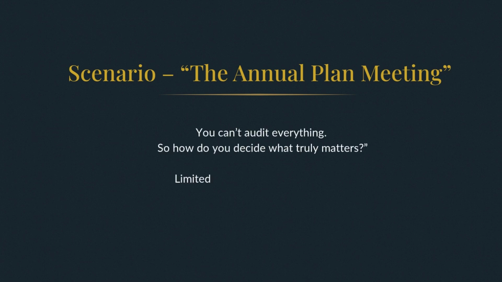It's January. The internal audit team is meeting to finalize the annual plan. Management insists that every new app deserves coverage, but you only have resources for 8 engagements, not 20. How do you decide what to audit first? That's the essence of risk-based audit planning, using governance reasoning, not guesswork.